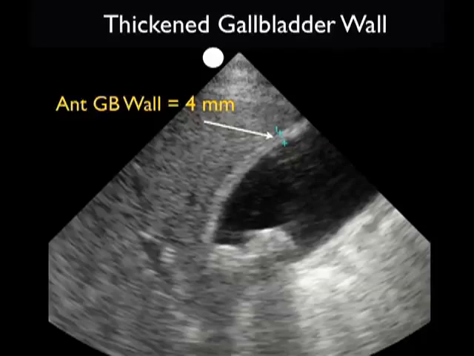Here we're going to put calipers down on the anterior gallbladder wall, and notice that we have a measurement of 4 millimeters, indicative of a thickened gallbladder wall, as we defined prior in the last slide as greater than 3 millimeters in width.